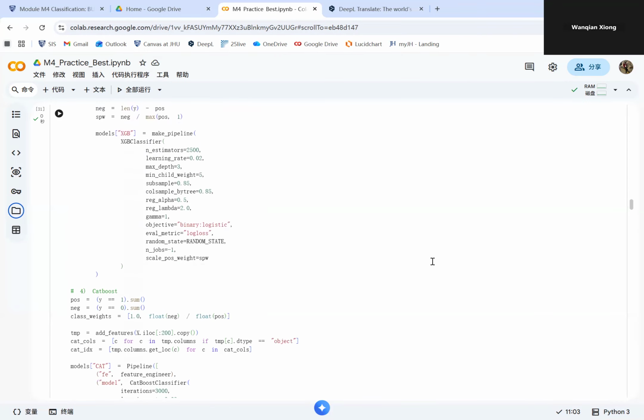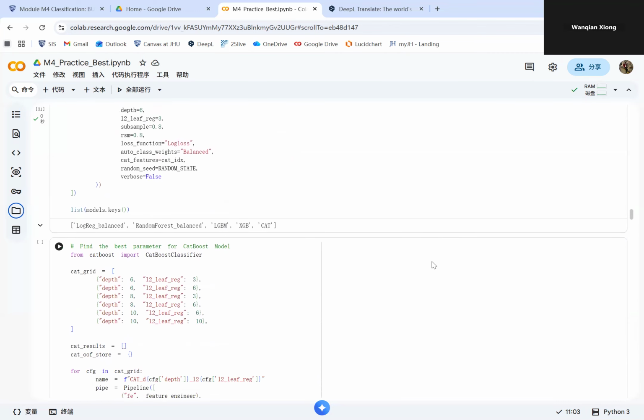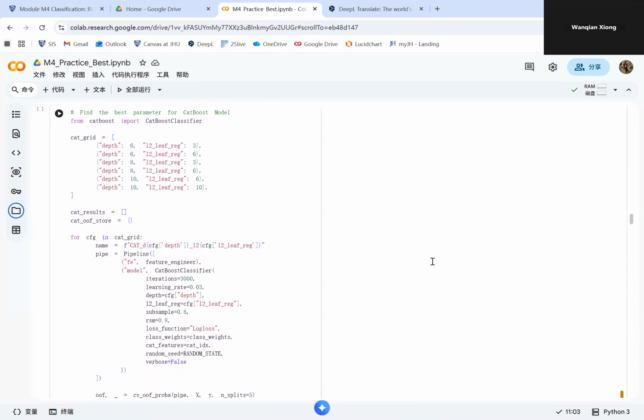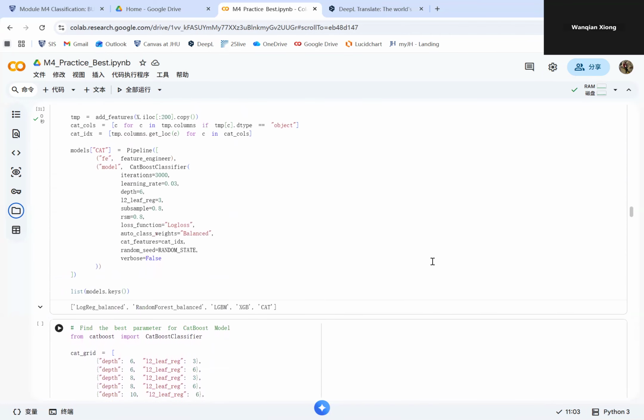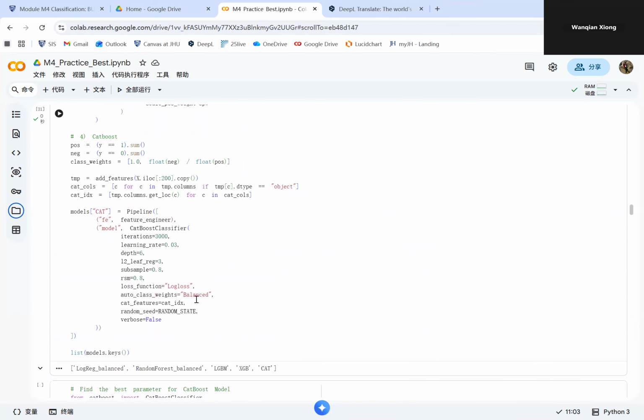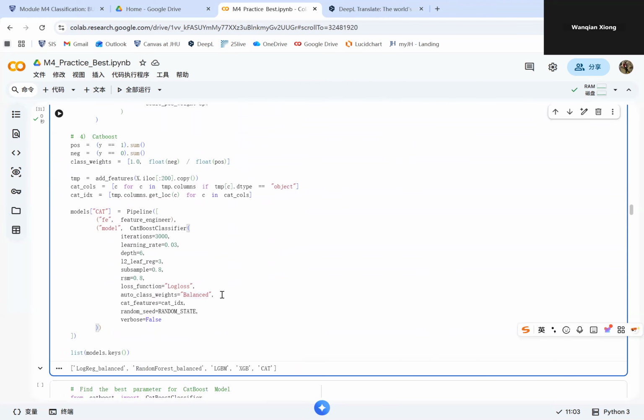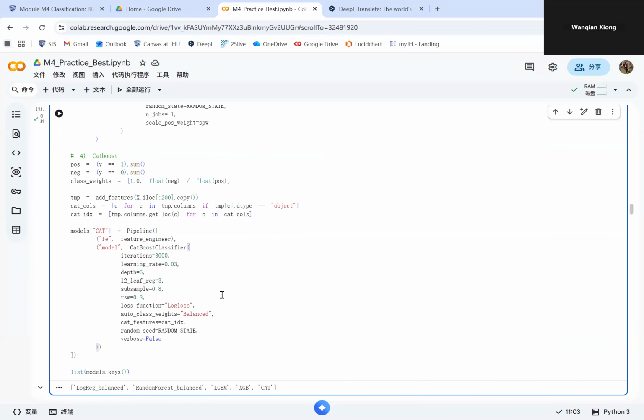Next is the class imbalance problem. In our data, safe loans are way more common than defaults. We thought about using SMOTE to create fake default data, but it made our tree models overfit. Instead, we used a simpler trick, class weighting. We simply told LightGBM and CatBoost to pay more attention to the default cases. This worked perfectly.